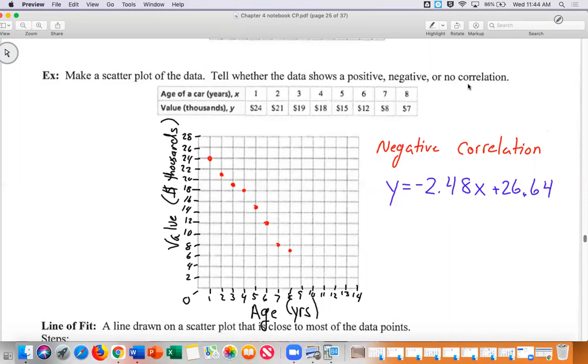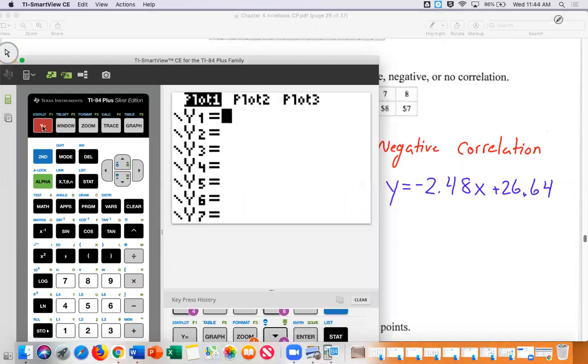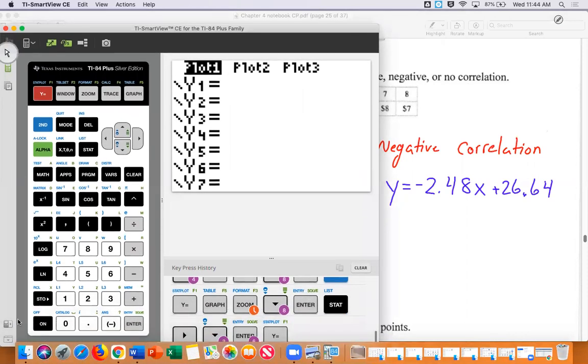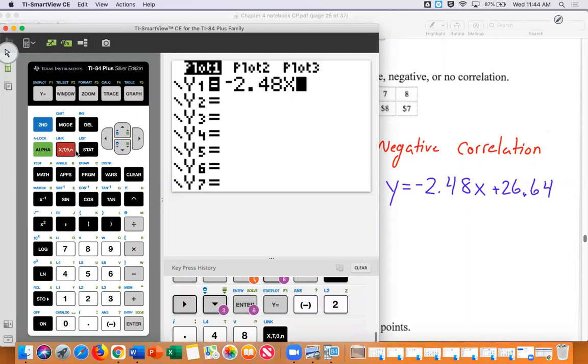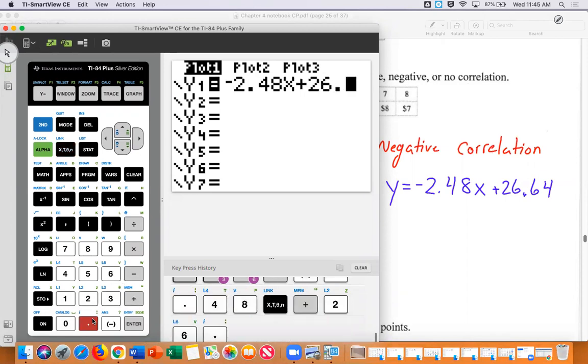All right, we're going to go back to our calculator. And we're going to type that in. So everybody hit y equals. And we're going to type in negative 2.48 x plus 26.64.